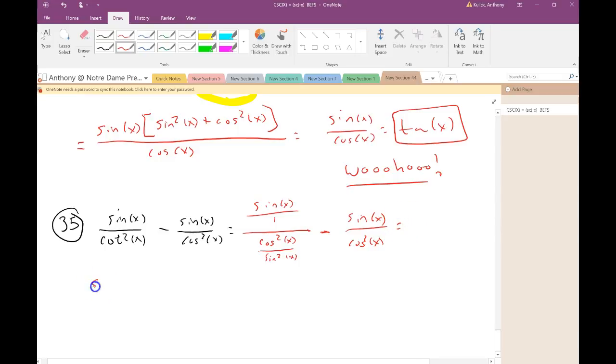So I can say here the first fraction is sine x over 1 times sine squared over cosine squared minus sine x over cosine squared x. And woo! Look at what happened. I ended up with a common denominator, man.